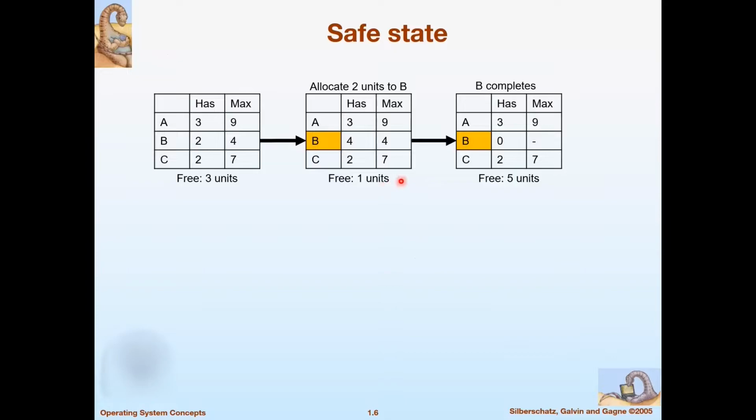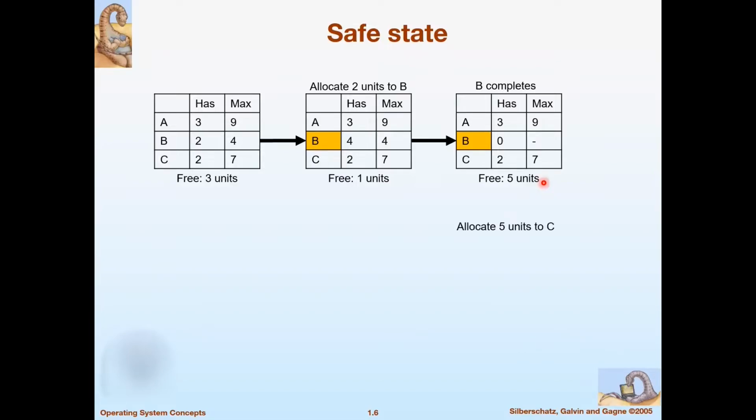Now after B completes, all the 4 units of B are returned to the free store because the work of B is done. So 4 plus 1 will be 5 units present in the free store now. The resources B was using for its work are released after it completes, and the released resources are added to the free storage. And these 5 units can be allocated to C now.